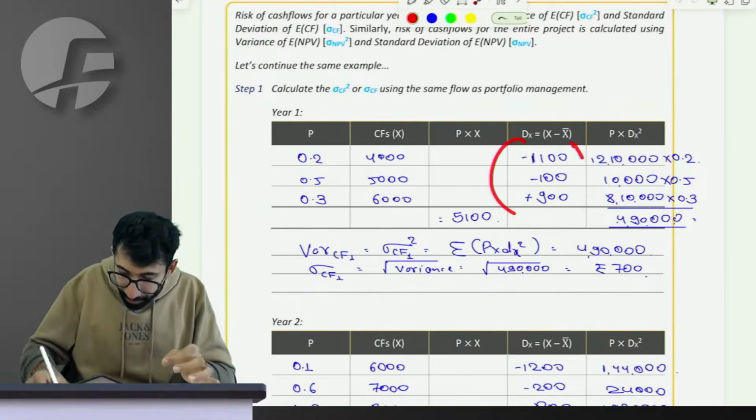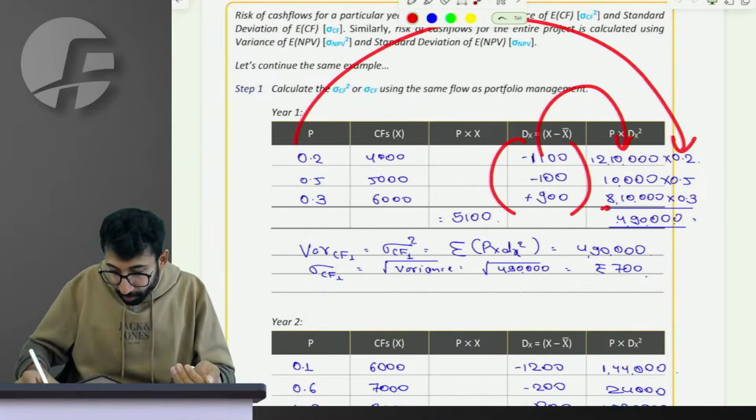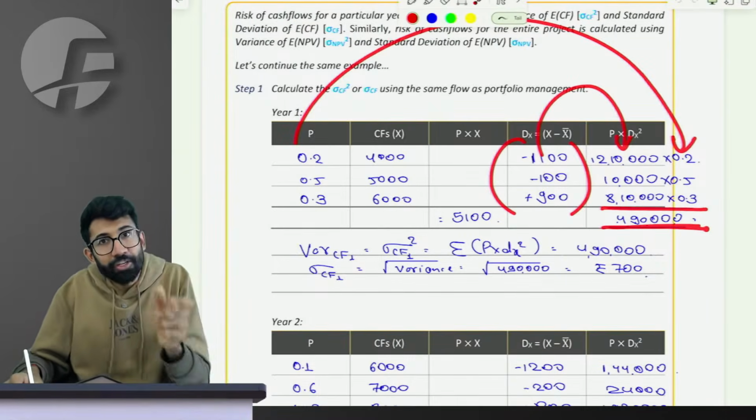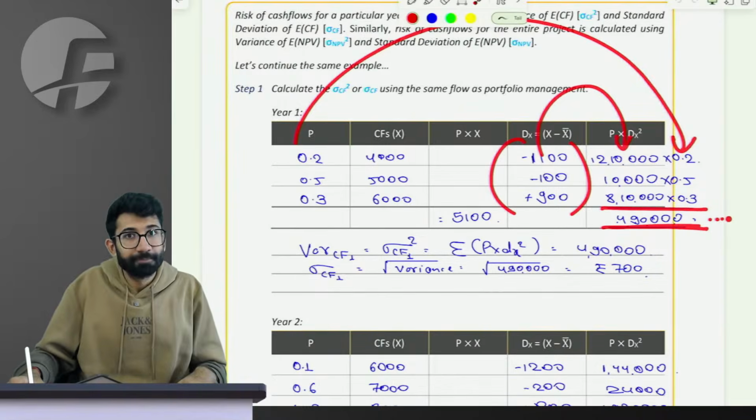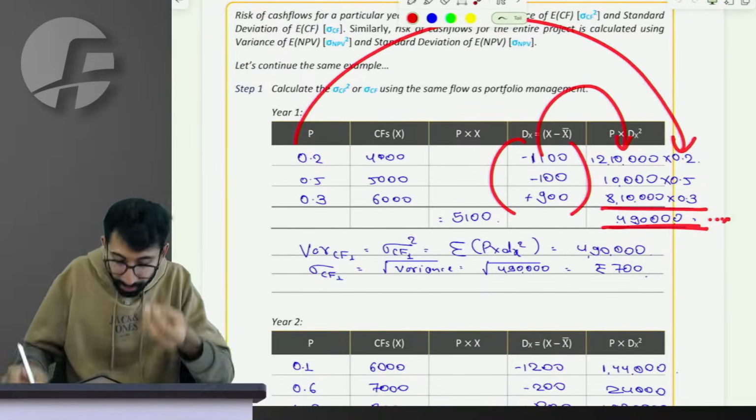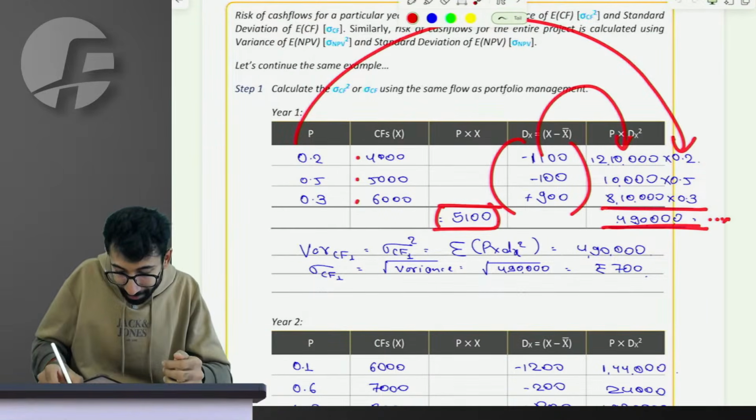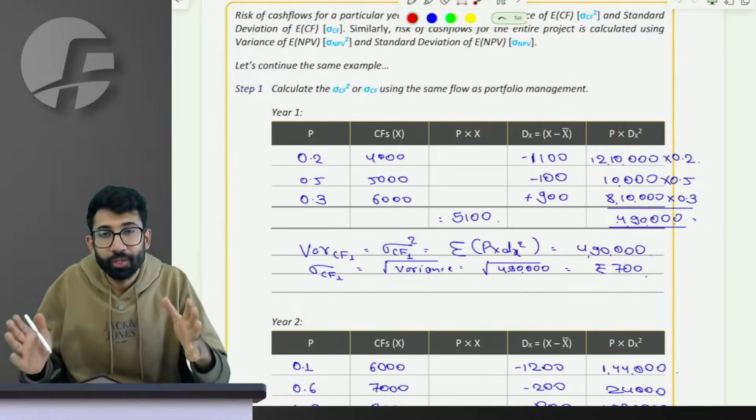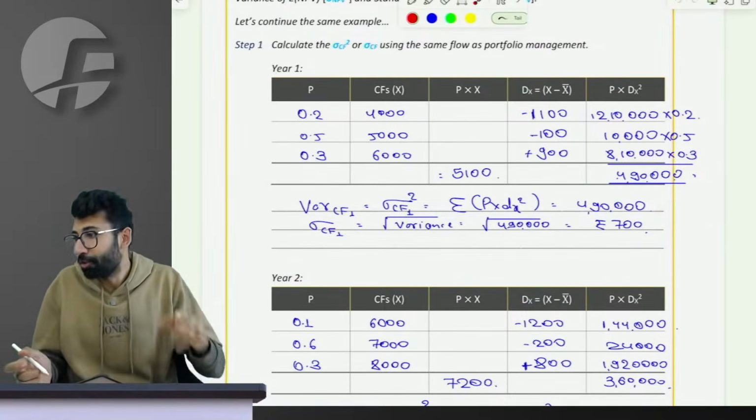So the squared level deviation, when averaged with the effect of probability, gives you the average squared level deviation, which people in the class call variance. Variance is simply the average deviation at squared level of all the possible returns from the expected value of 5100. That's what variance actually means intuitively, and you follow the same thing in the portfolio.